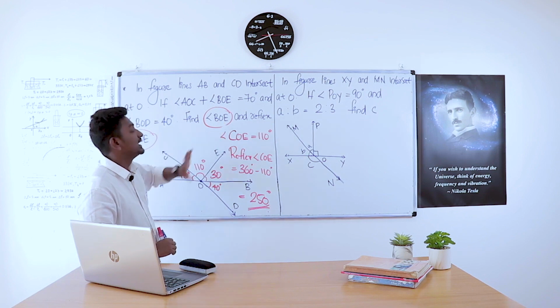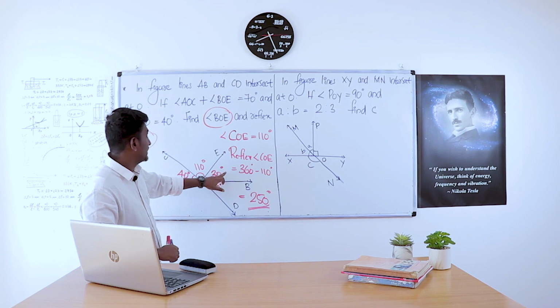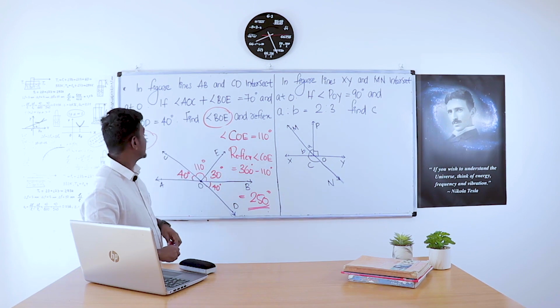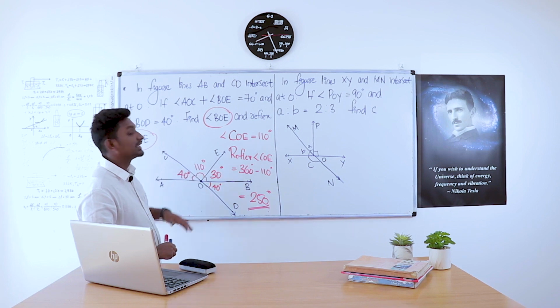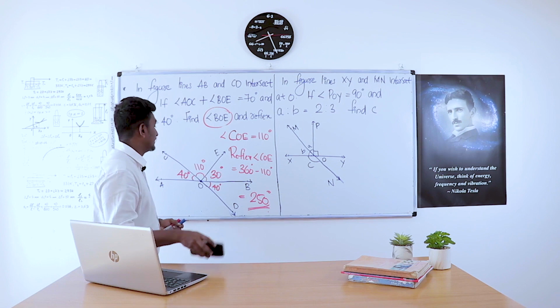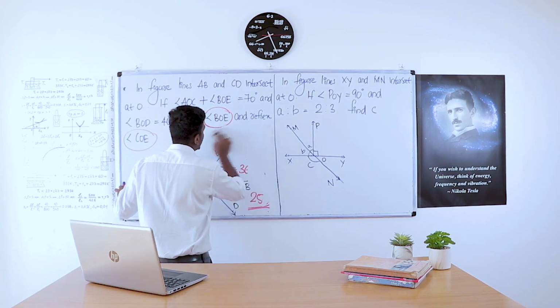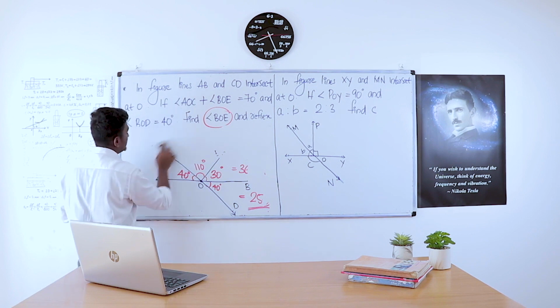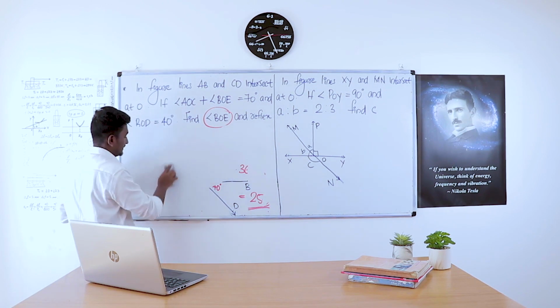Now we got both the answers. We find the angle BOE as 30 degrees. Angle COE is 110 degrees. Therefore, reflex angle COE is 250 degrees. Okay, clear? Then we have one more question.